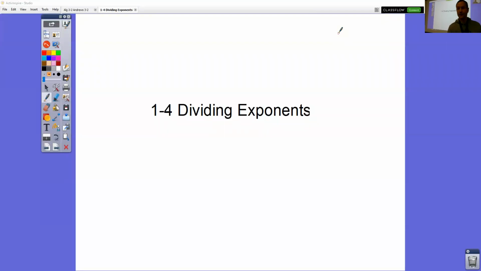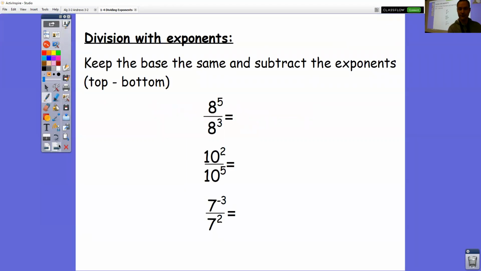This is the lesson for dividing with exponents. The rule for dividing is you're going to keep the base the same and subtract the exponents. There are two different types of problems with these. You have questions that go vertically up and down, and you have questions that go horizontally side to side.